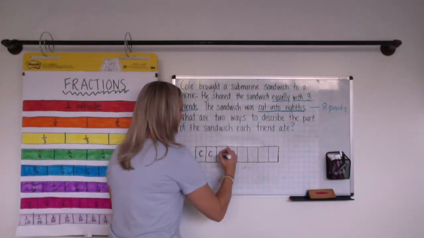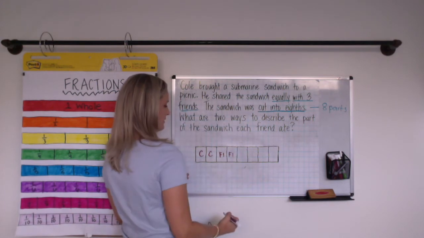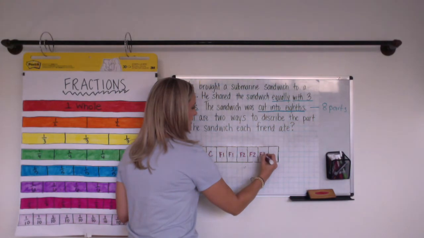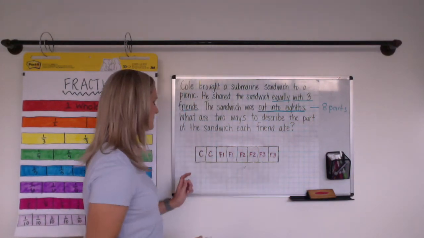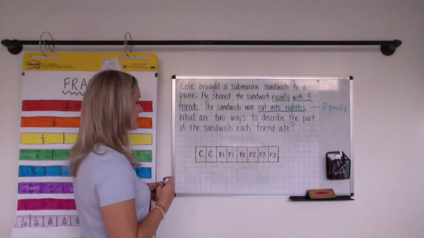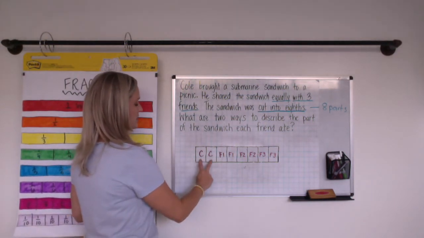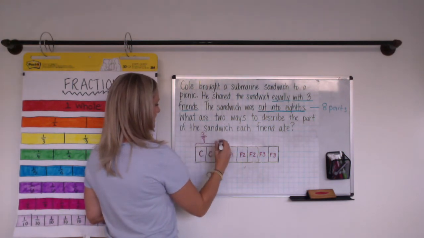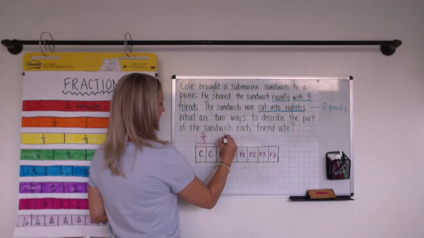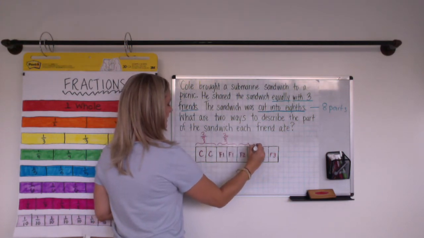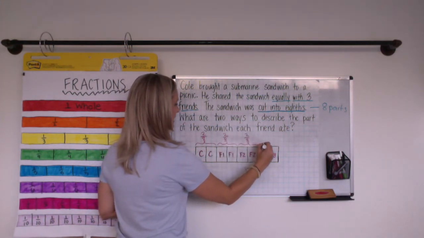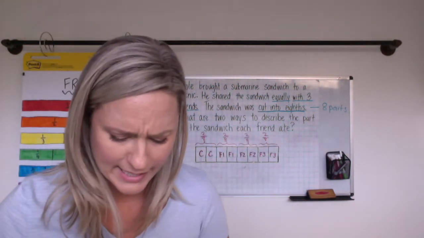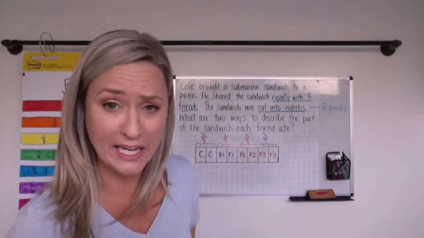Okay, now this one would be friend 1 and another for friend 1. Friend 2 and another for friend 2. And friend 3, another for friend 3. Right? Okay, so we could say each person gets 2/8. That's 2/8. That's 2/8. That's 2/8. And that's 2/8. Okay, we have an equal share here. Everybody gets the same amount. Nobody's crying. Nobody's crabby because they're hangry.